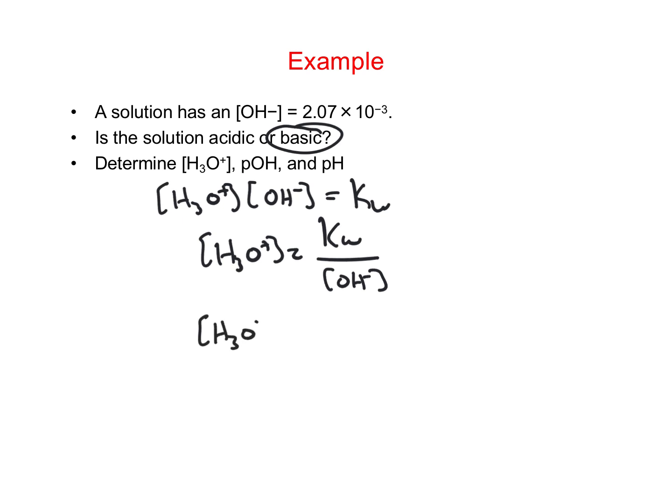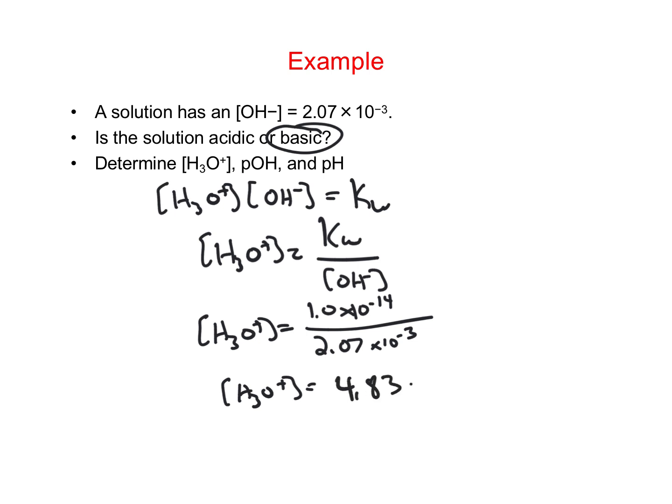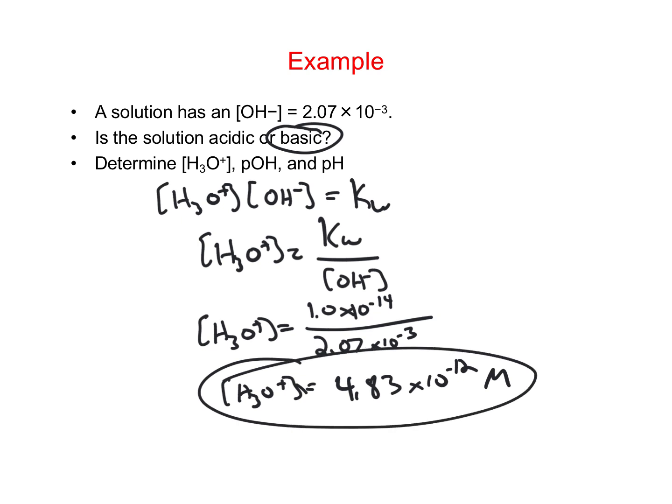So H3O+ is equal to Kw, which is 1 times 10 to the minus 14, divided by the hydroxide ion concentration, which for this problem is 2.07 times 10 to the minus 3. So that gives me a hydronium ion concentration of 4.83 times 10 to the minus 12 molar. All right, and then we'll get the pOH and the pH on the next slide.